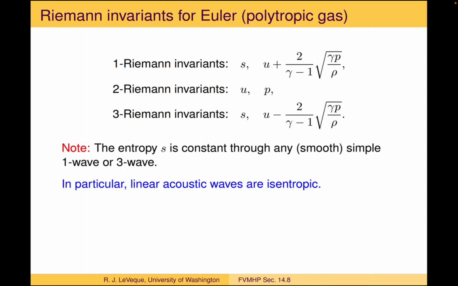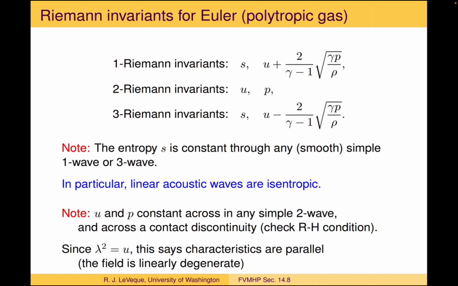But the fact that the entropy is constant through any 1-wave or 3-wave, at least if it's a smooth, simple wave in the 1-wave or 3-wave family, means that we expect in those families that we have smooth, simple waves through which the entropy is constant. And so in particular, if we look at just a linearized acoustics wave, which has very small variations in the pressure and the density and the energy, the entropy we would expect to be constant through those waves. And so as we've seen before, when you look at linearizing things, isentropic is the proper assumption for acoustic waves.